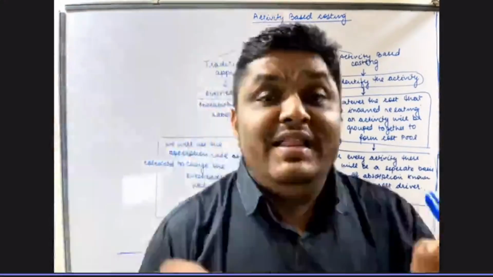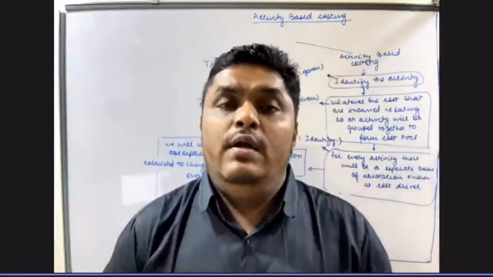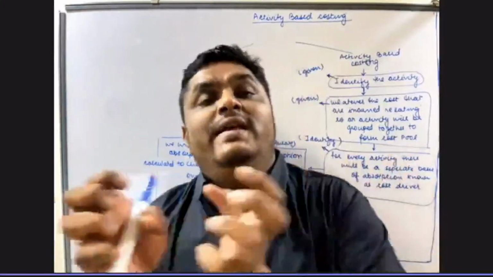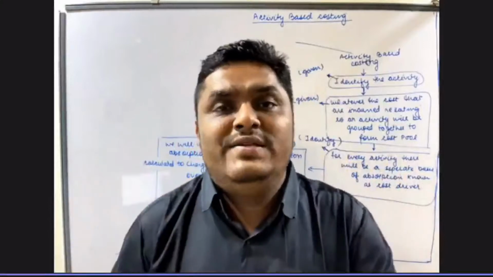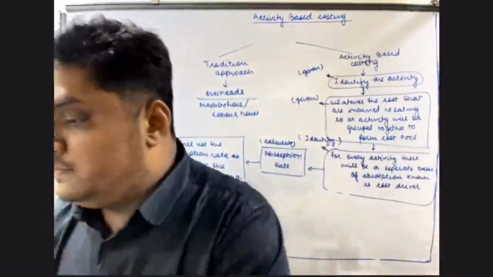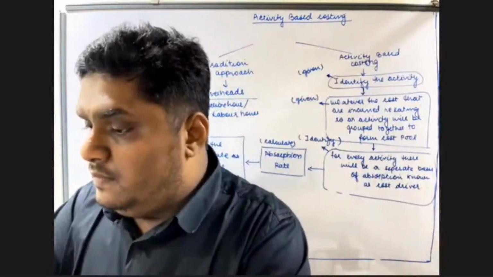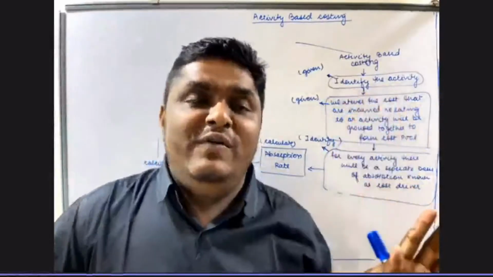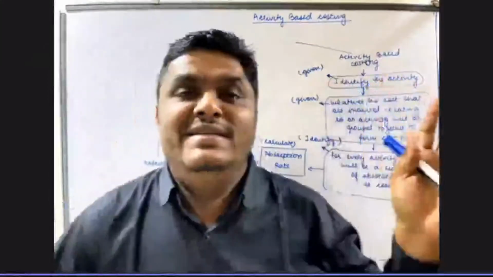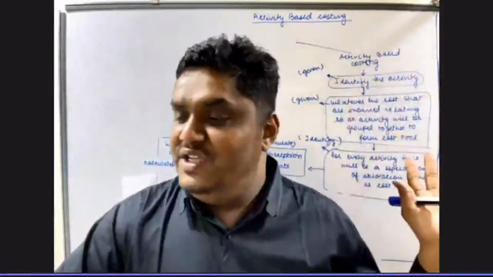Cost drivers are the basis of absorption of overhead. So for every activity, there will be a separate basis of absorption. So that basis of absorption is known as cost driver. No need to do any sort of exercise to identify the activities. That information will be given in the question, Himanshu.